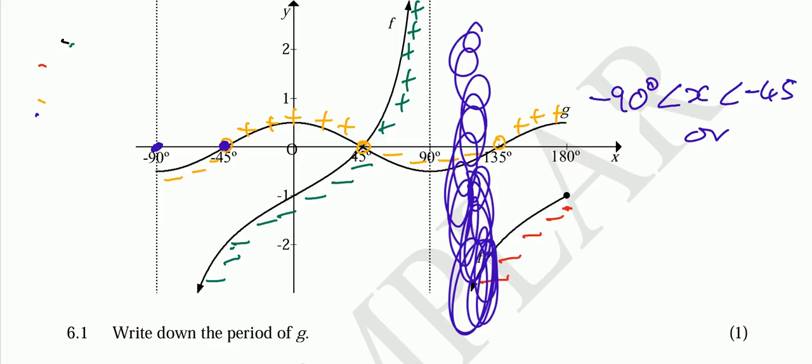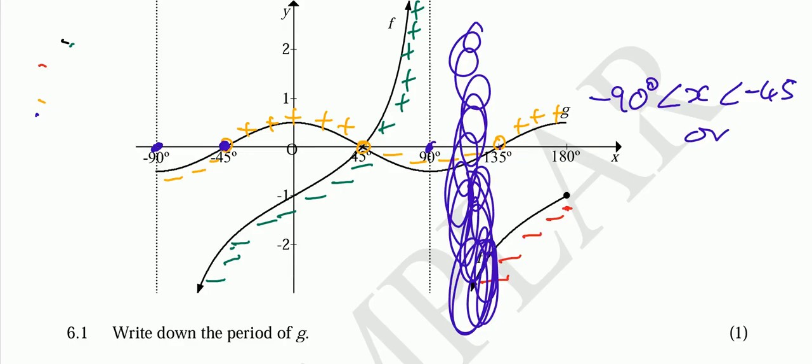We have negative and negative, right? It's a solution. But then let's check. At 90, our other graph of tan does not exist, meaning at 90 we don't have a solution. We can't include 90, right? We must exclude it. What about at 135?